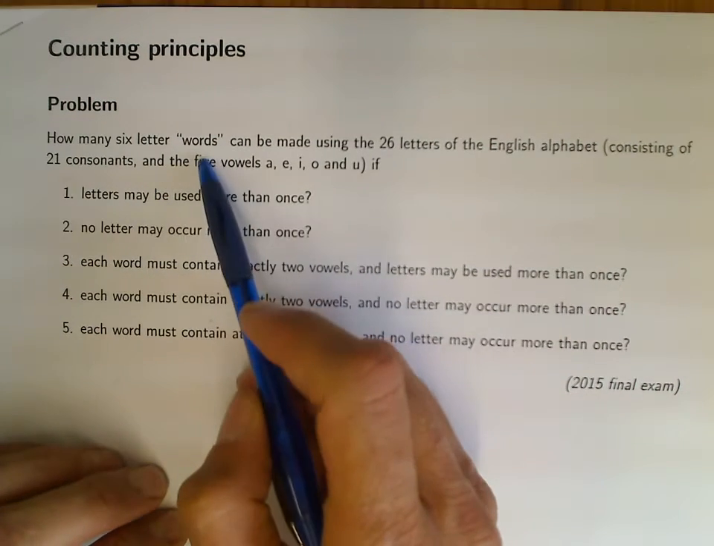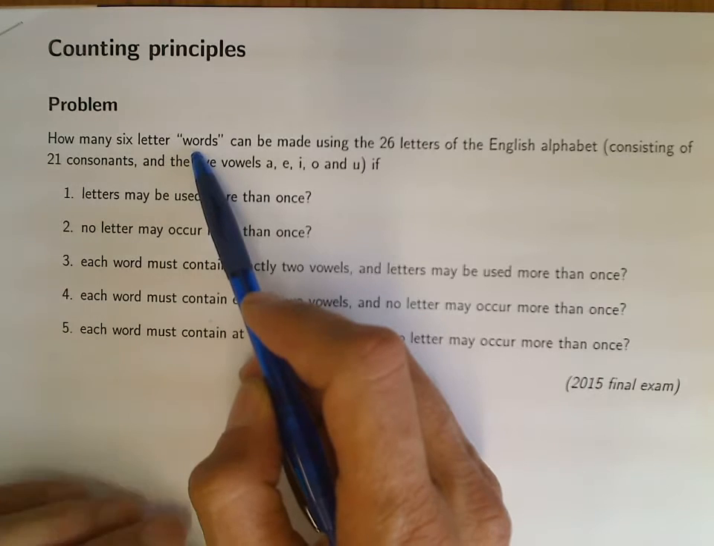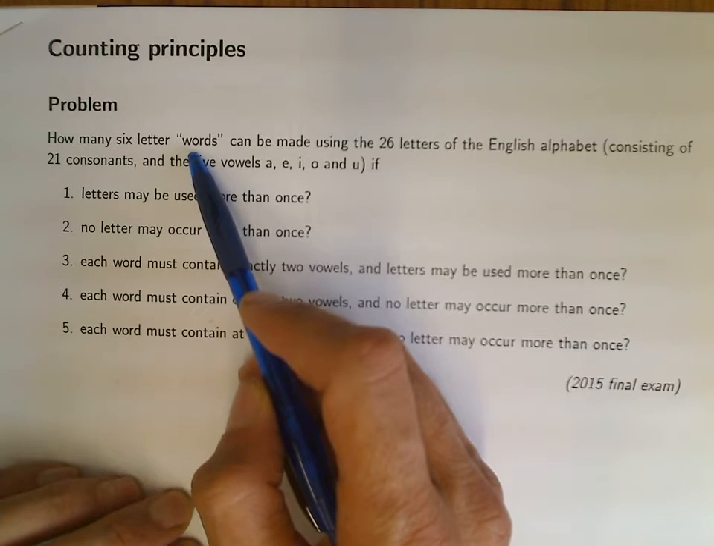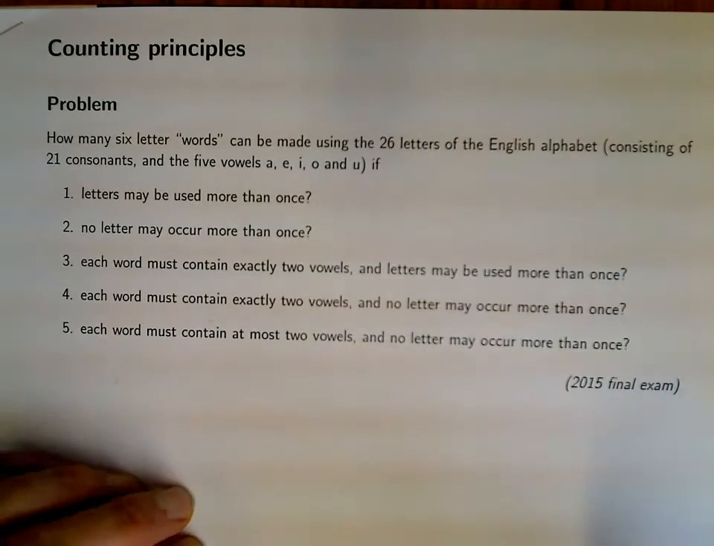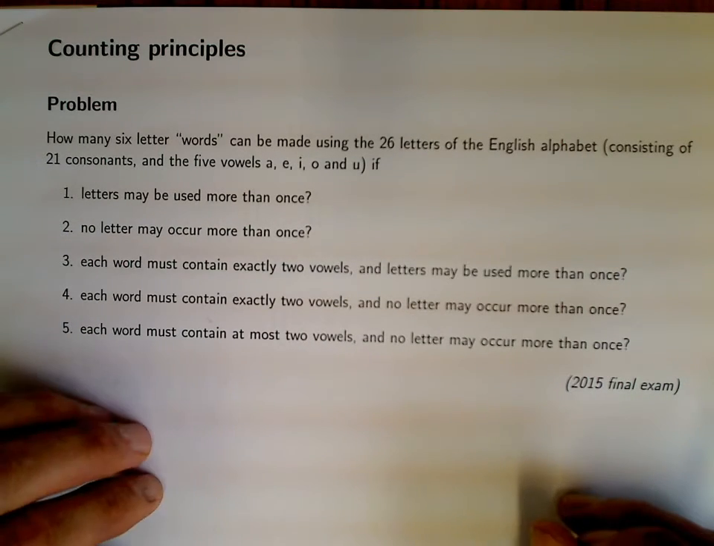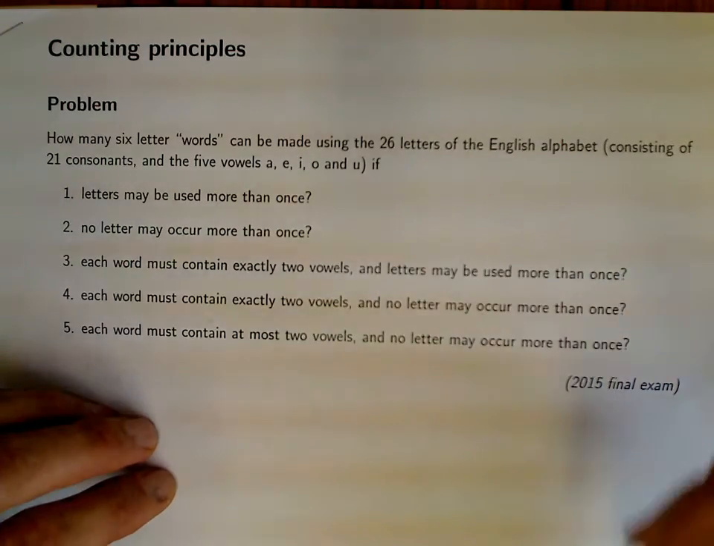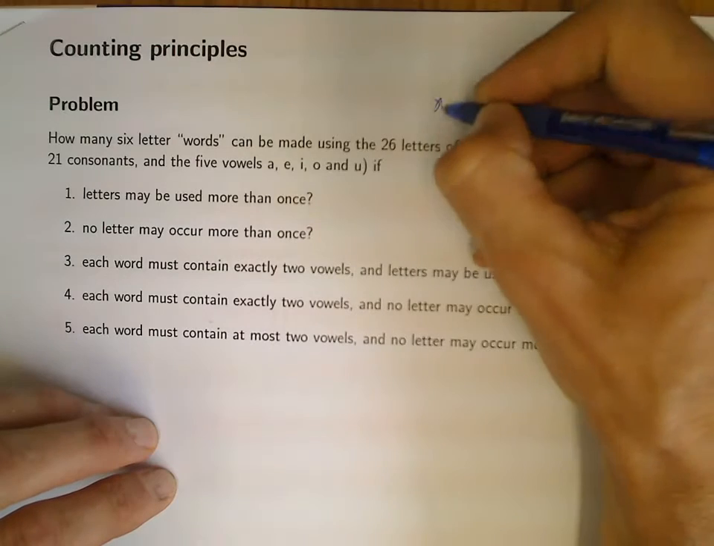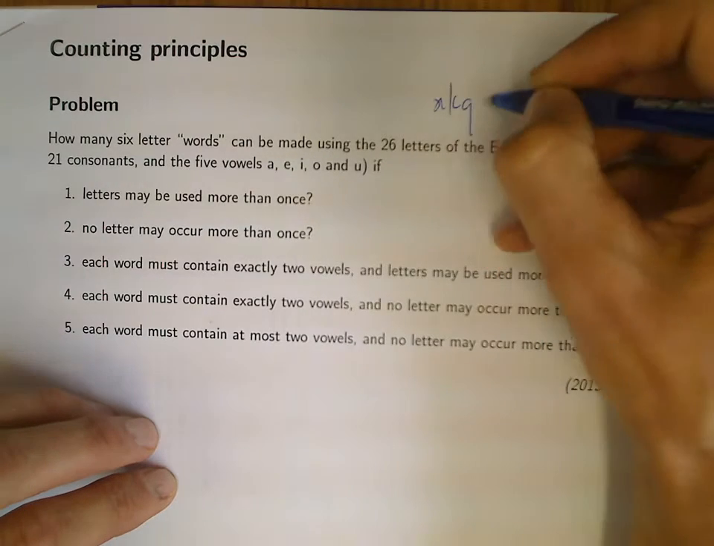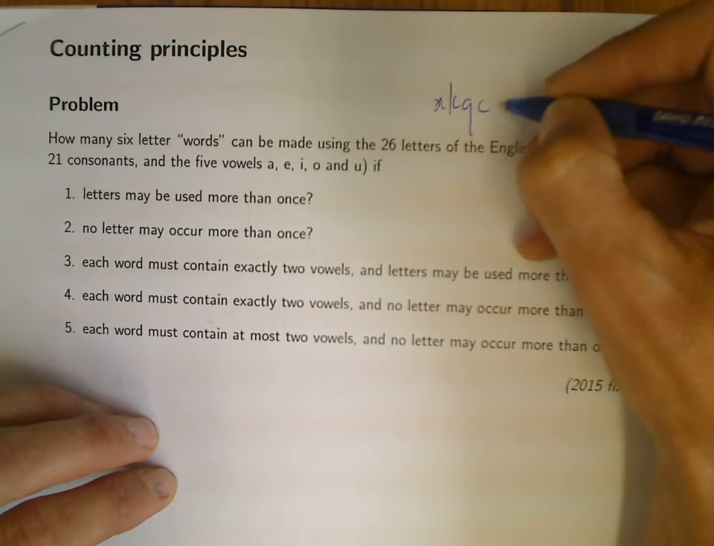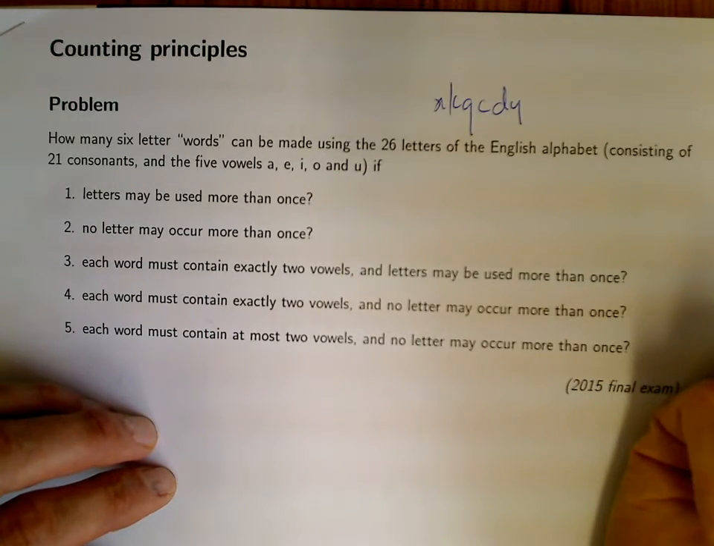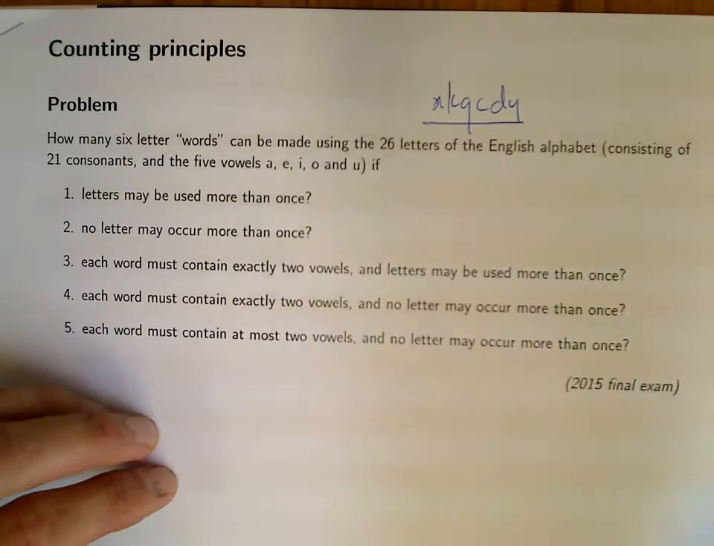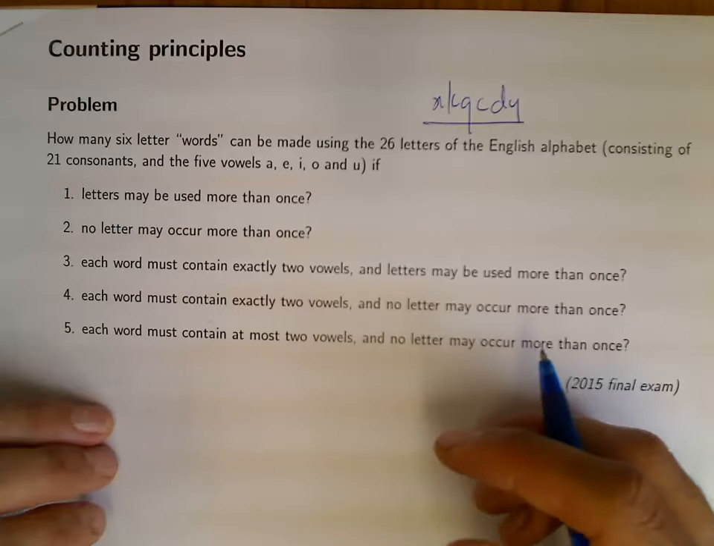The reason word is in quotes here is we're not actually talking about real words, we're just talking about stringing letters together. So it doesn't have to make sense. So we're allowed something like X, K, Q, C, D, Y, for example. That's just 6 letters taken from the alphabet in order, so it doesn't have to make sense.